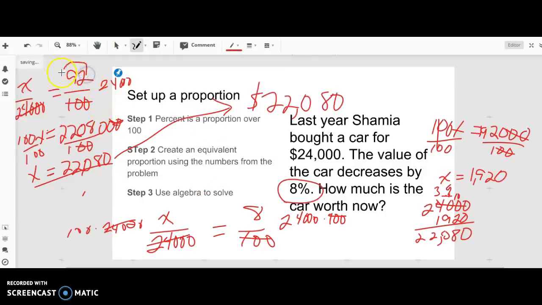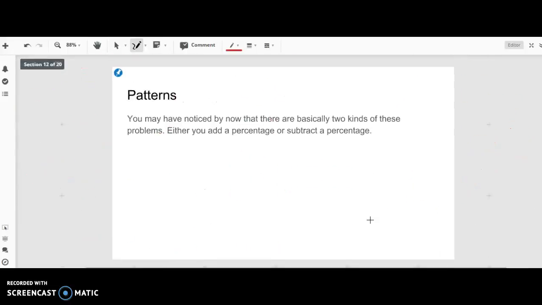So 92% of the value of the car is what we have left, or you can find 8% and subtract it from 24,000. So that's going a little faster. You may have noticed now that there are basically two kinds of problems. Either you're finding a percentage and adding it, or finding a percentage and subtracting it.